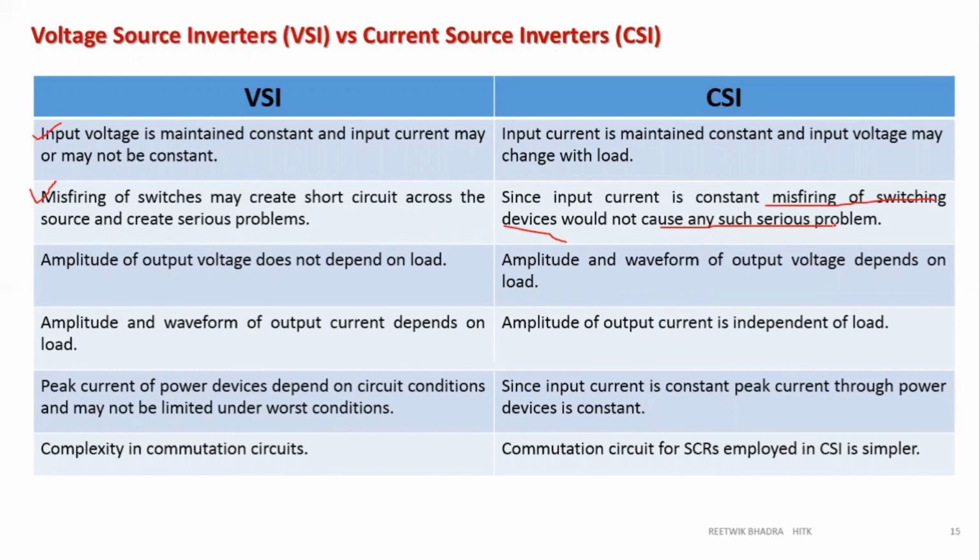But in case of VSI, if I am taking a 5 ampere thyristor and my short circuit current is 10 ampere, then it will damage the device. So it is a very much advantage for your CSI.